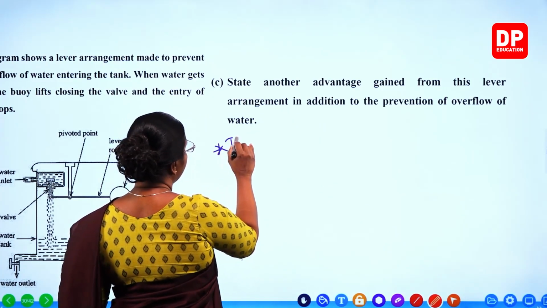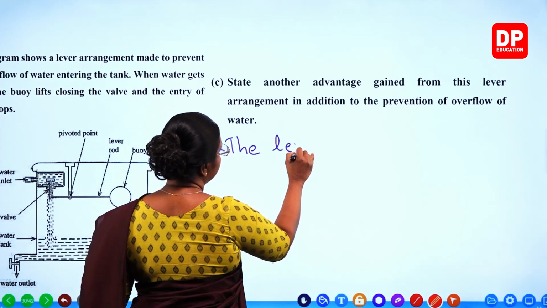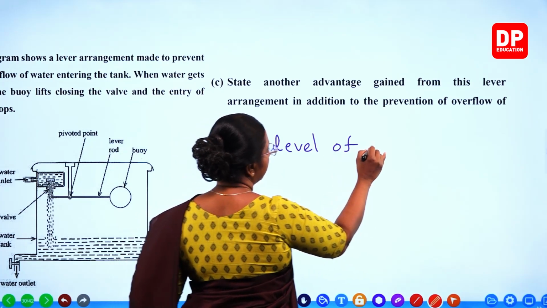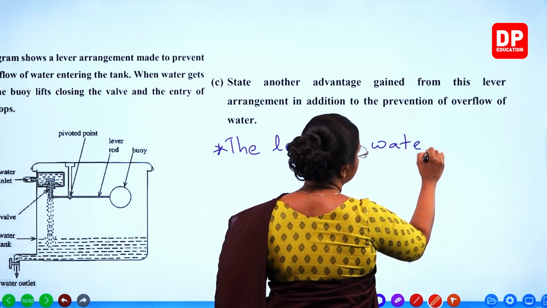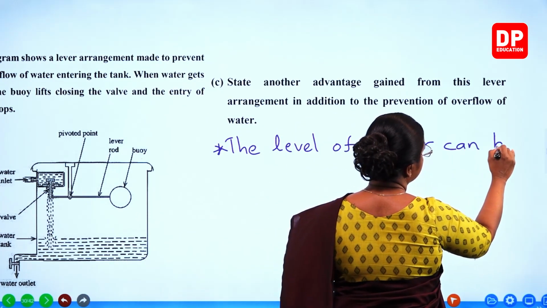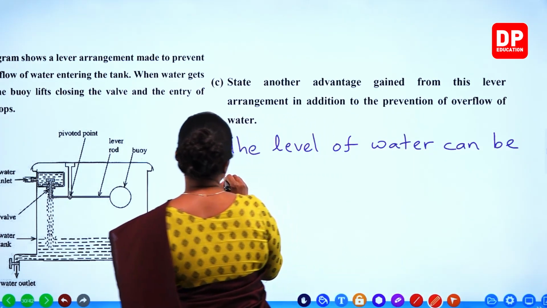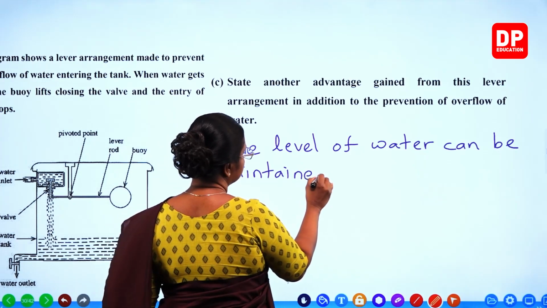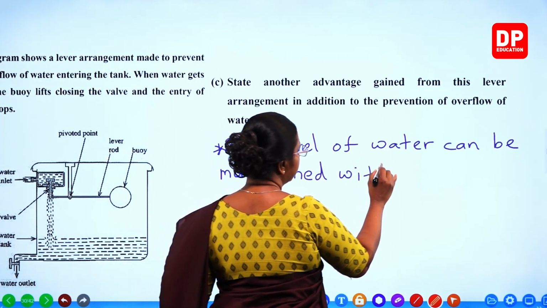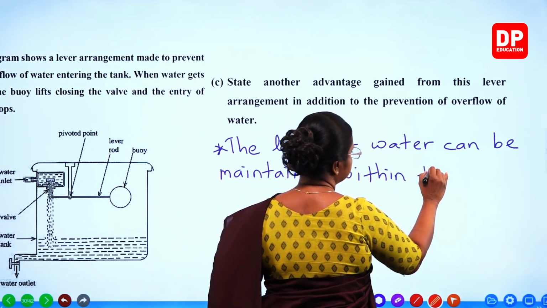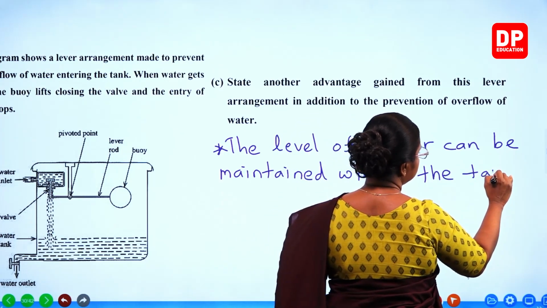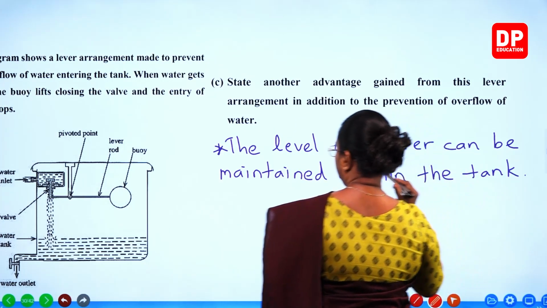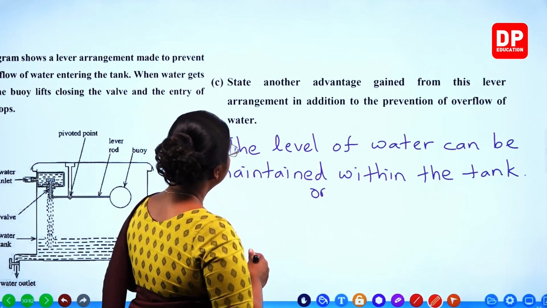The level of water can be maintained within the tank. That is one.